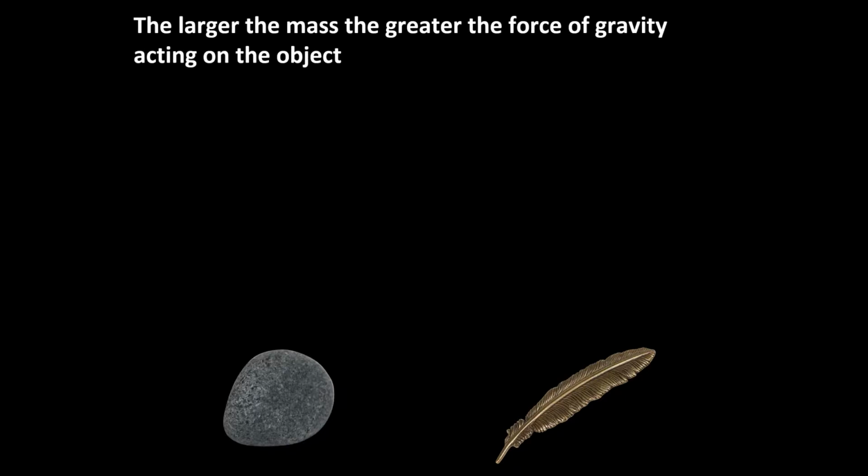If we drop this pebble and feather at the same time, which one do you think will hit the ground first? As you can see, the pebble hits the ground first. Does anyone know why that is? Mass and surface area have an effect on how fast an object reaches the ground.